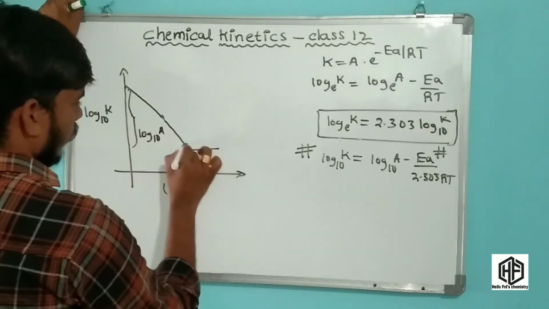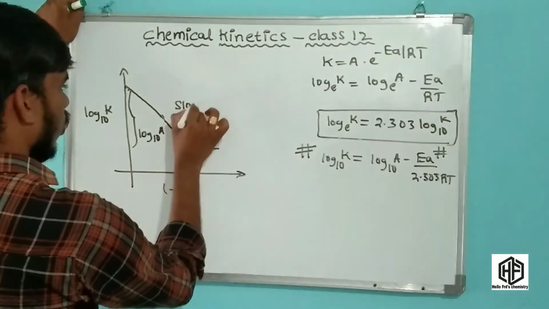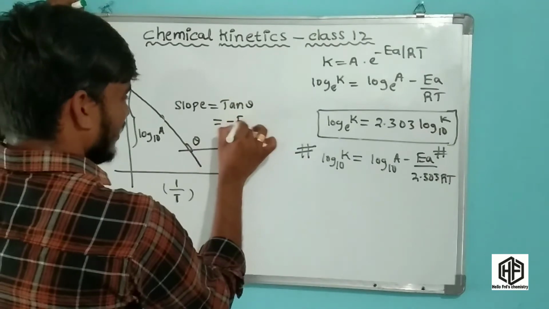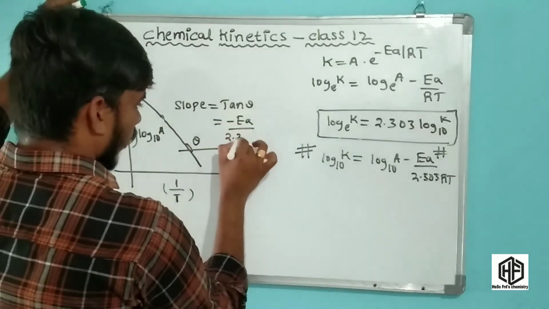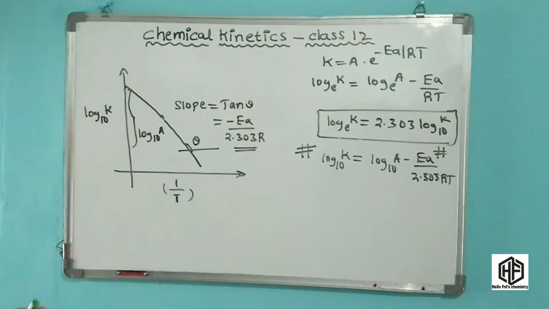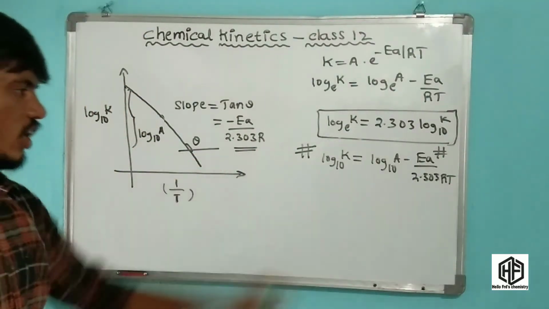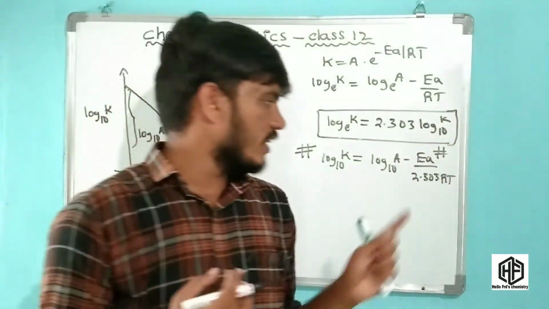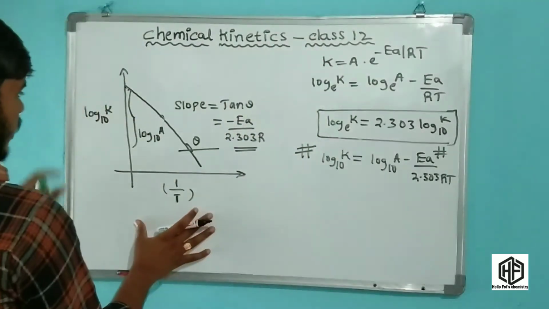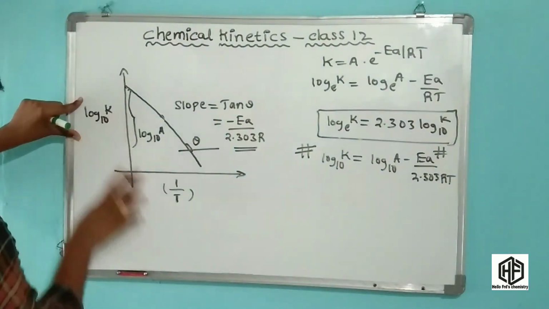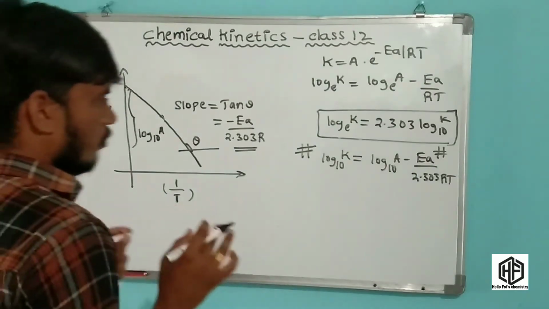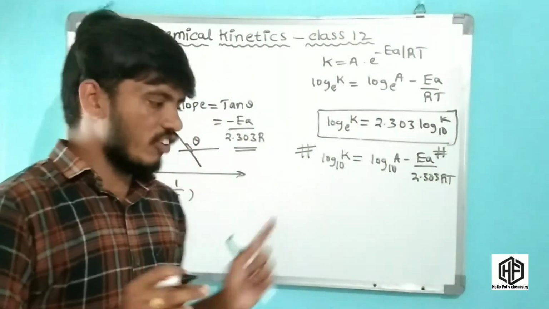Okay friends, now theta is equal to the slope, which is tan theta, equal to minus Ea by 2.303 R. This is the slope in the equation log base 10 k equals log base 10 A minus Ea by 2.303 R. This is the graph representation of log base 10 k versus 1 by T. This is an important graph in competitive exams. Okay friends, this is clear.